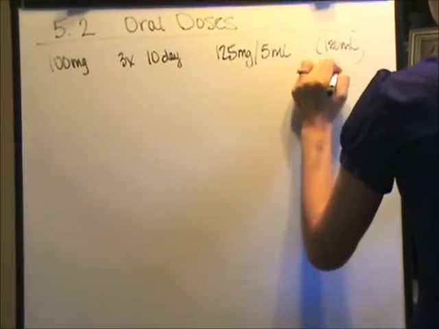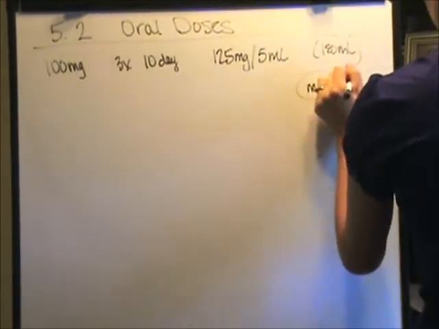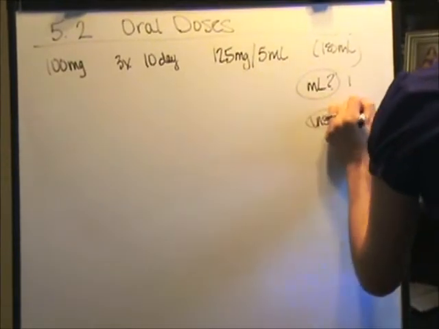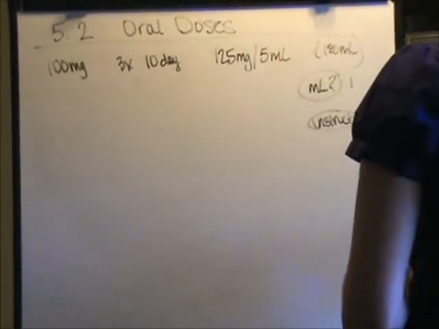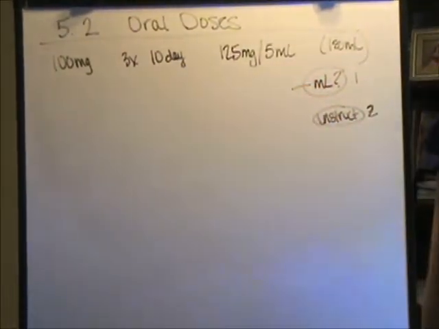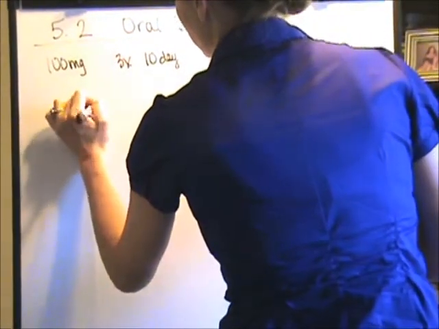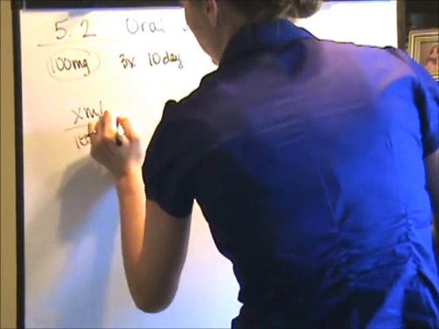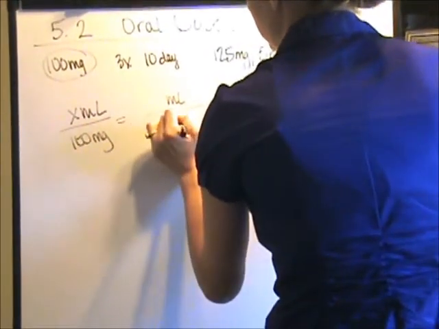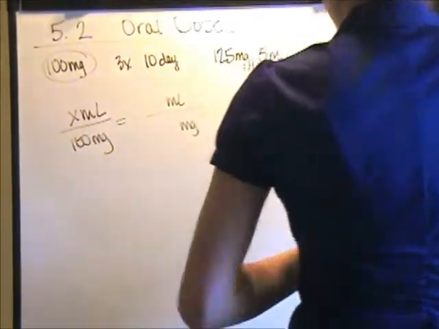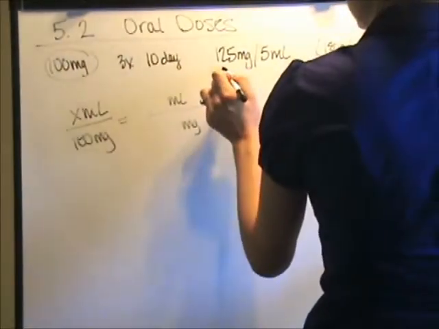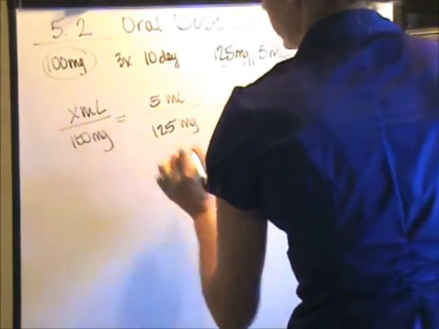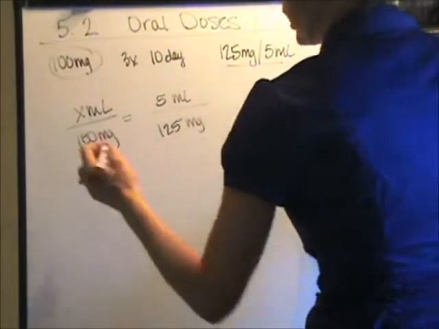First, we want to find how many milliliters, so we know that that's what we're going to be solving for first, and then the instructions will be part 2. So looking at the information, we're going to be solving for X for milliliters. The desired dose is 100 milligrams. So as we set up our proportion, we're going to have mLs on top and milligrams on the bottom, because we want to have matching units of measurement. And the available dose in the pharmacy is 5 mL for 125 milligrams. So now we have our proportion properly set up. We can solve for X.